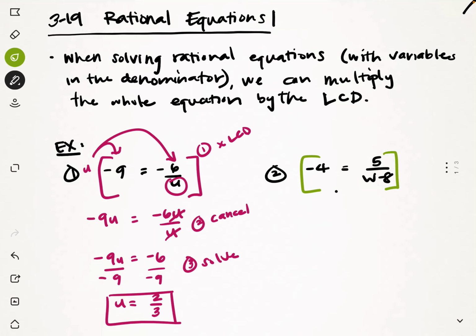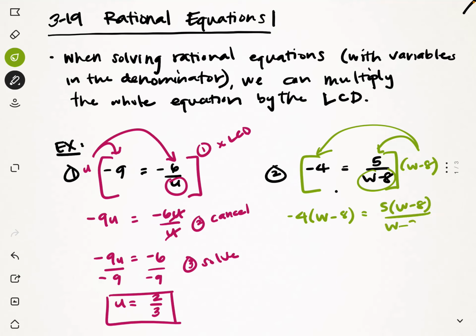So for part 2, again, we only have one denominator. It's w minus 8. Usually we'd put it in the front here, but I don't really have room there, so we can put it here. So we're multiplying w minus 8 to both parts. So we have negative 4 times w minus 8 equals 5 times w minus 8 over w minus 8. Now notice these two cancel.